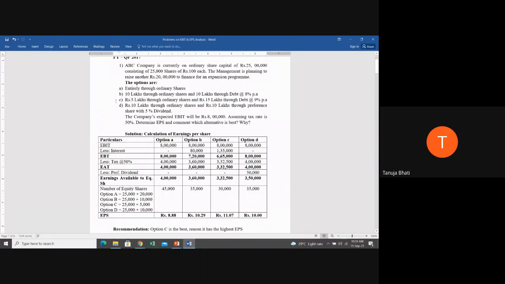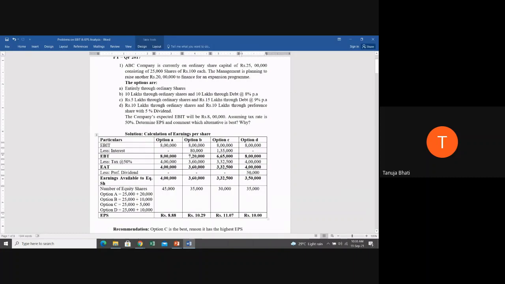Now option D. In option D, they are telling rupees 10 lakh through ordinary shares and rupees 10 lakhs through preference shares with 5% dividend to the preference shareholders. So here in option D, the finance is not raised through debentures. Therefore, interest on debenture will not come into question. So it is zero. So EBT is 8 lakh less tax at 50%. So that is 4 lakh. Earnings after tax is 4 lakh.